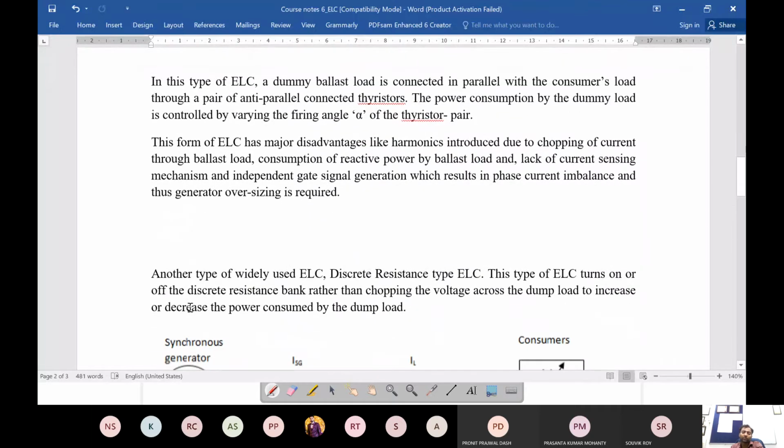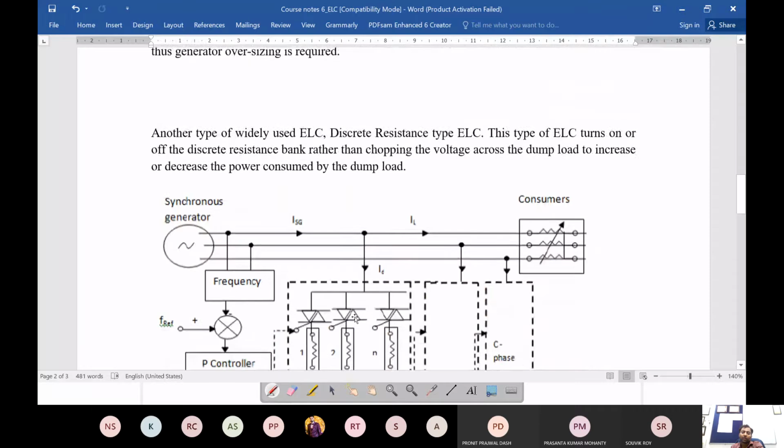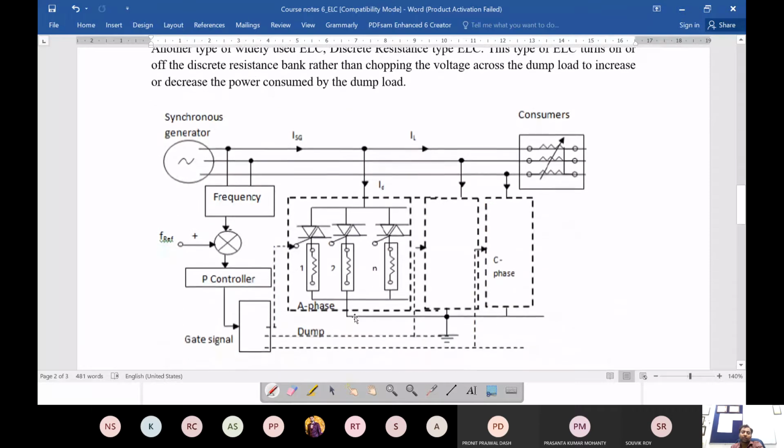Another one, which is known as the discrete resistance type ELC, is having a slight modification. This is also very popular. This type of ELC turns on or off the discrete resistance bank rather than chopping the voltage across the dump load to increase or decrease the power consumed by the dump load. So this is the mechanism here now.